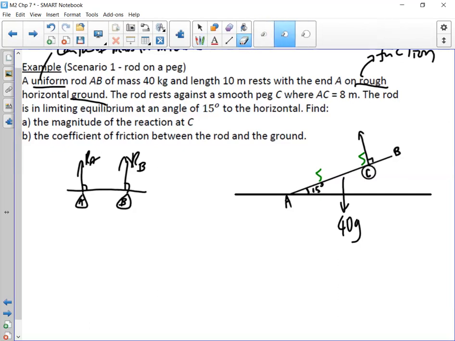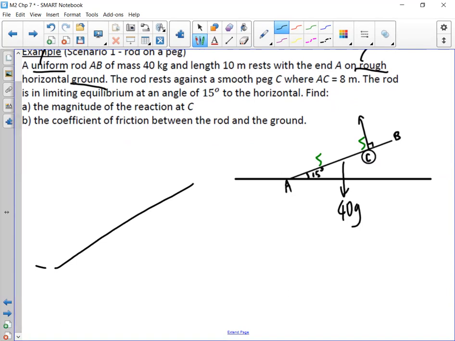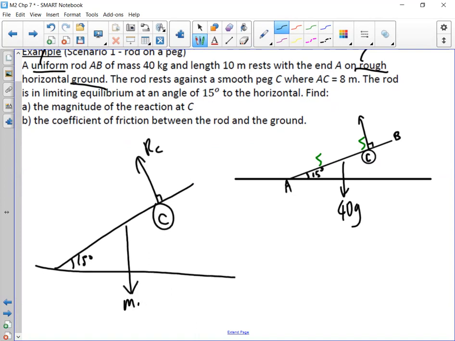So I'm going to draw you a new diagram, okay? A diagram which has more forces on there. So we have point C, which we have reaction C. We know that's a right angle in there. We know that's 15 degrees. We know that's mg right down there. And then we also know that's 5 meters. And that's also 5 meters. We're told AC is 8, so that must be 3 meters. That's point A and point B.